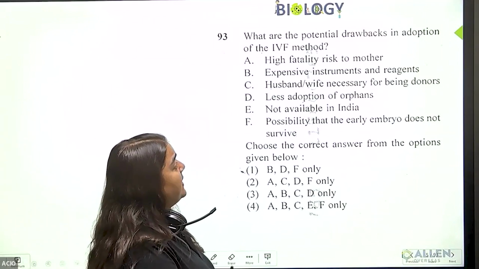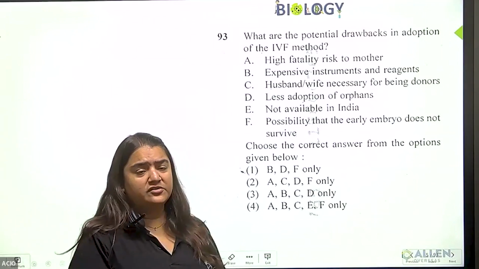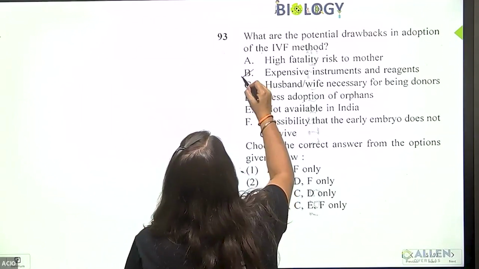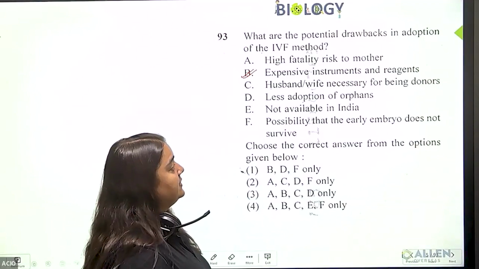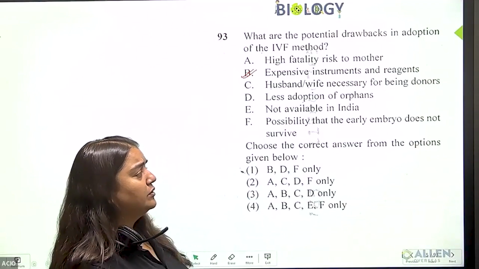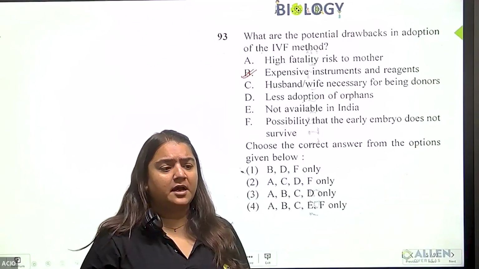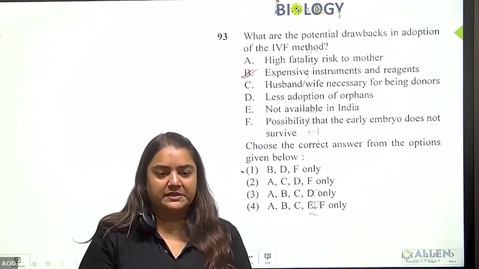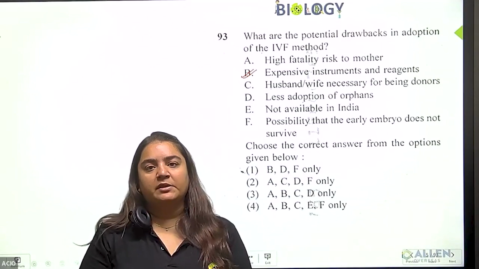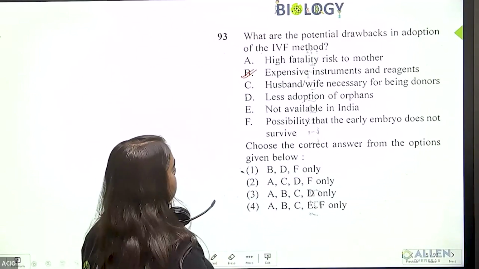Next, expensive instruments and reagents. Yes, that's the right one, because the technique we are using is quite expensive. Next, husband and wife necessary as donors? No, it's not compulsory that husband and wife should be the only donors. If they are unable to produce the gametes, of course you can take gametes from other donors. So this is a wrong statement.